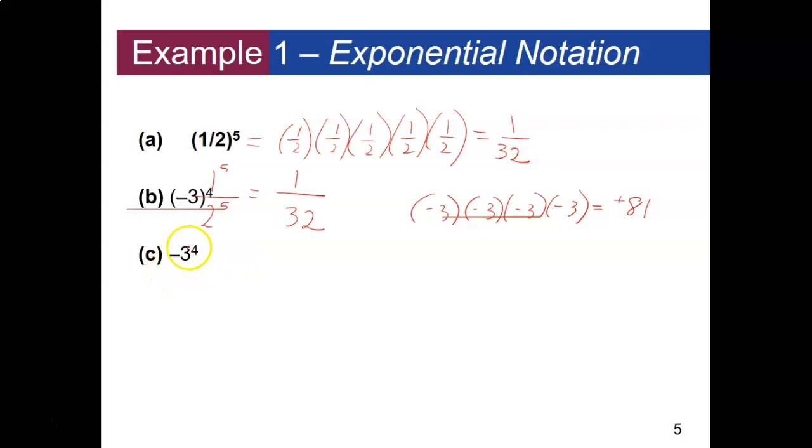Okay, for C, this one is different because the negative is not raised to the 4th power. So we only have one negative on this one, and then we have 4 3s. So this is actually going to be -81 as my answer.